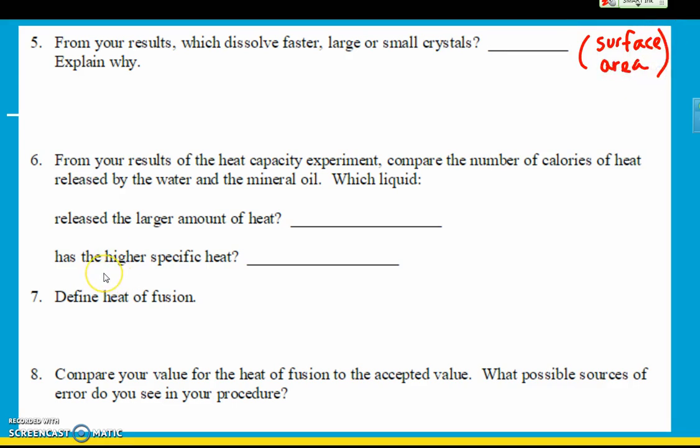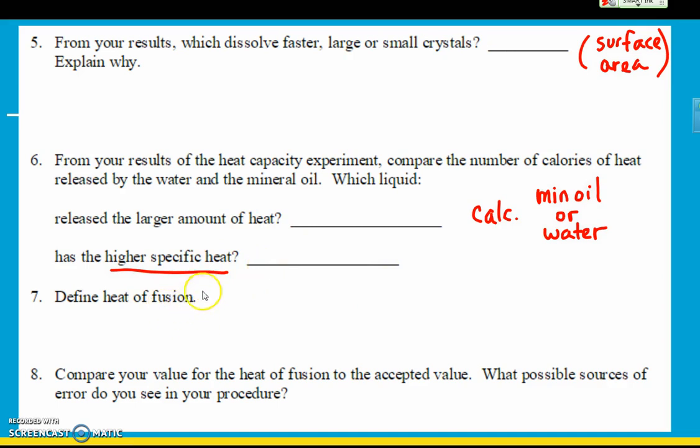Okay. Number 6, from your results, compare the number of calories released by the water and the mineral oil. You're just going to tell me which liquid released the larger amount of heat, so just look at your calculations. It's going to be mineral oil or water. And then given in the question are the specific heat values. You just have to find those and tell me which one was higher.